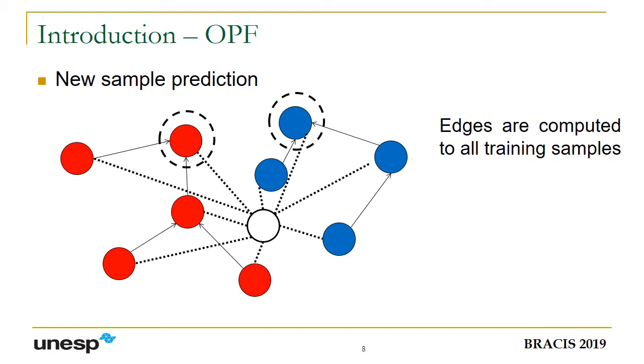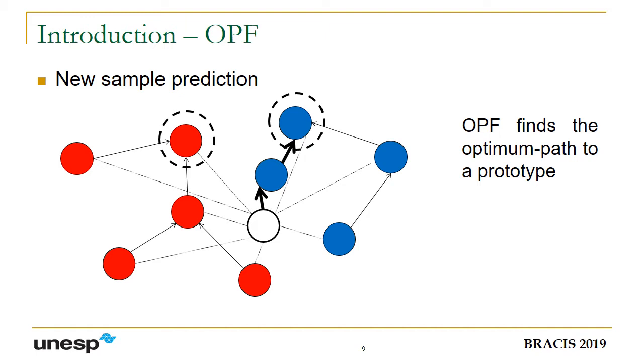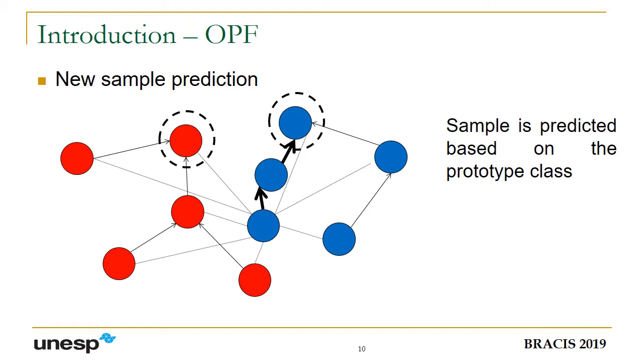Now we have to apply again the conquer process to establish a relation from this new sample to a prototype. This relation is based on an optimum path from this new sample to a prototype. Here's the example of the optimum path from the sample to that blue prototype. And now we establish as the label of this sample the label of the prototype. Here's the example of a prediction. This new sample is now predicted as the blue class because this instance has an optimum path to a blue prototype.